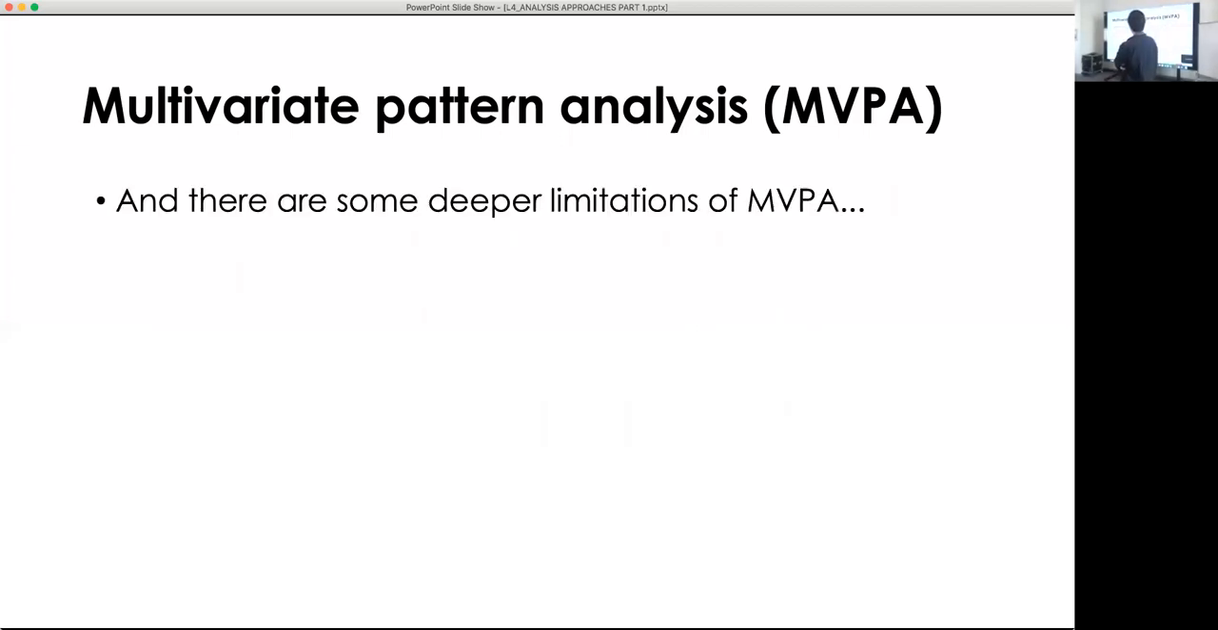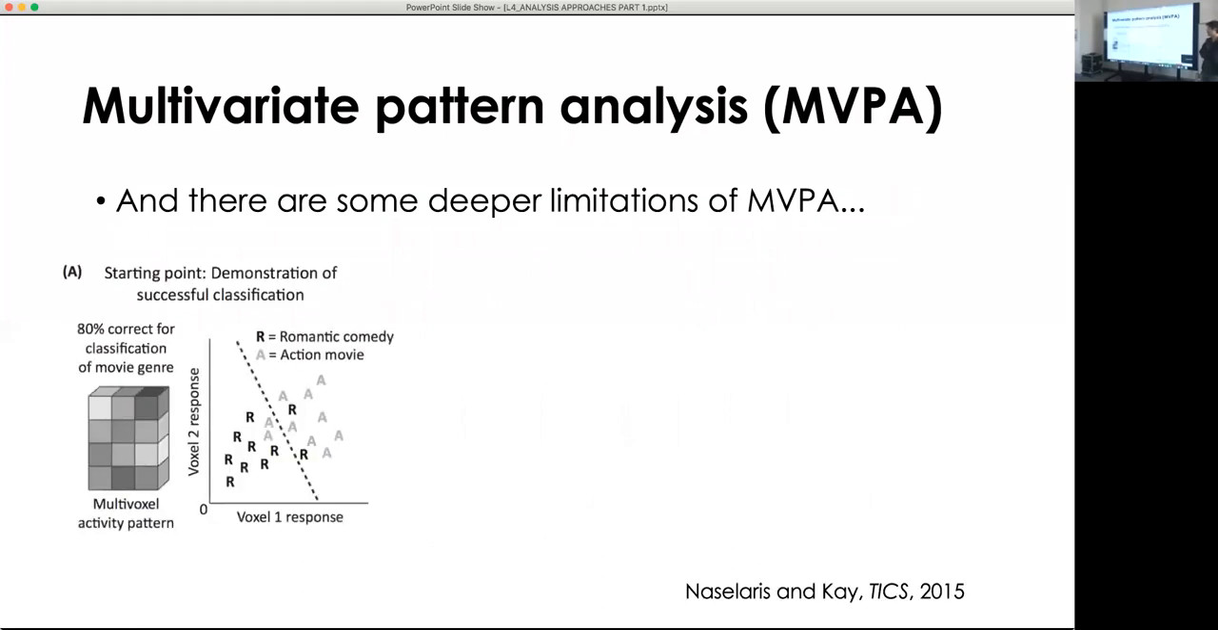Okay, so one last thing on MVPA. This really is a precursor to talking about encoding models. Let me walk you through this figure. It makes a basic point, but there's a lot of stuff in the figure. This is from a review opinion paper that we wrote. In this little schematic, we've got our multi-voxel activity pattern, some selection of voxels.